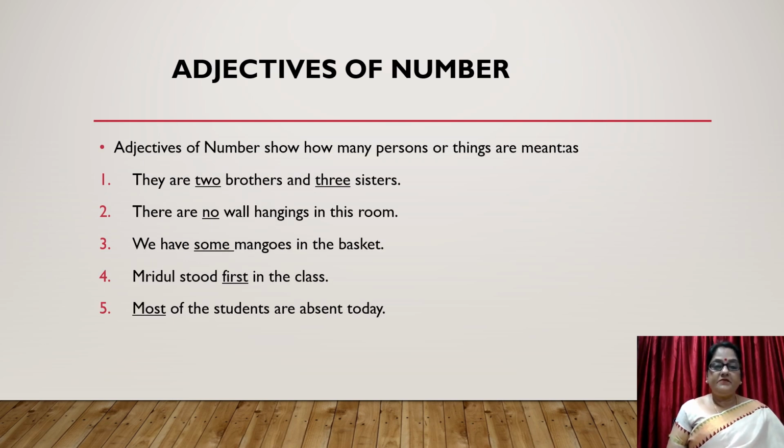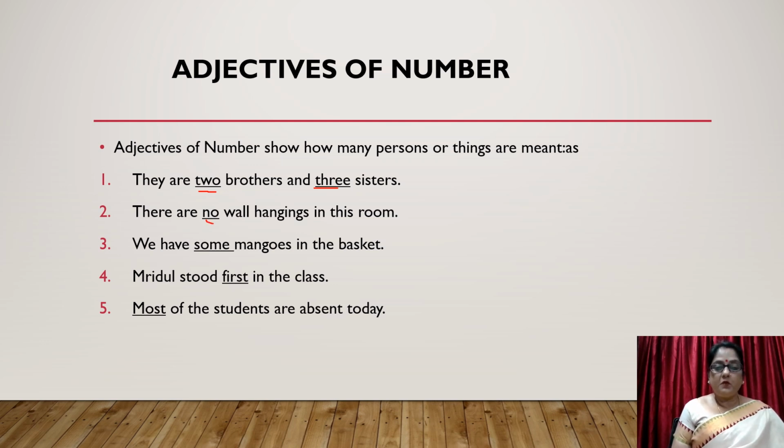Now adjectives of number. Number you know, no? 1, 2, 3, 4. Adjectives of number show how many persons or things are meant. For example, they are 2 brothers and 3 sisters. The number here is how many? 2, 3. There are no wall hangings in this room. So how many? No. No wall hanging.